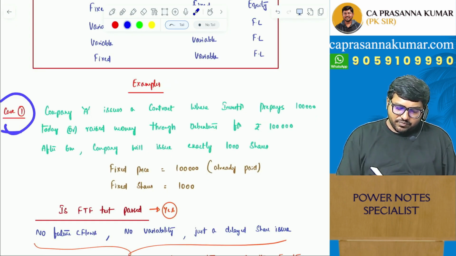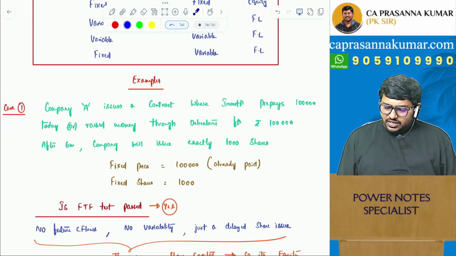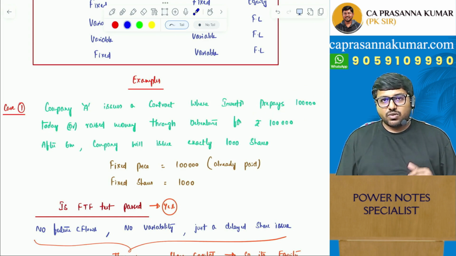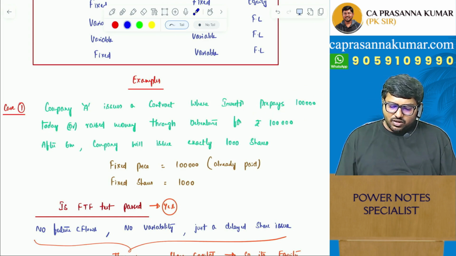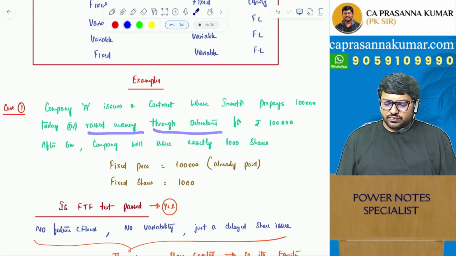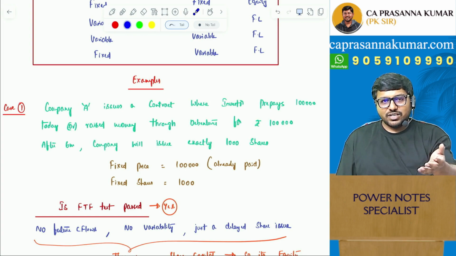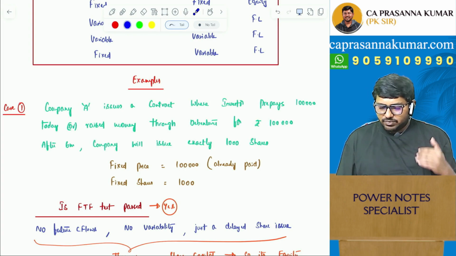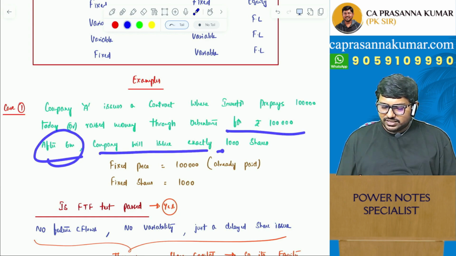Case number 1. Company A issues a contract where the investor prepays 1 lakh today. Which means the company has already received 1 lakh. The investor has given that money, or the company raised money, through debentures. So the company has given debentures and in return the investor paid 1 lakh to the company. For rupees 1 lakh, after 6 months the company will issue exactly 1000 shares.